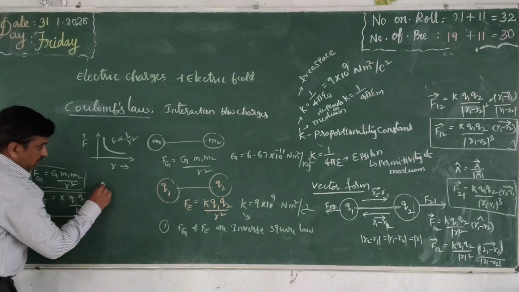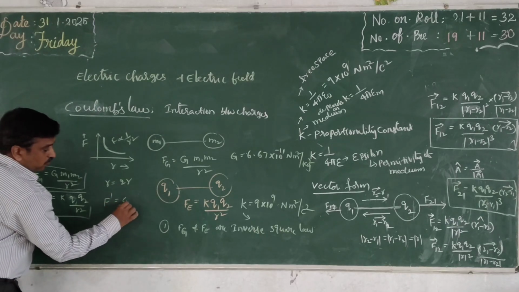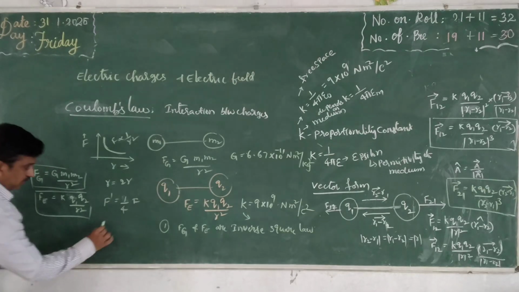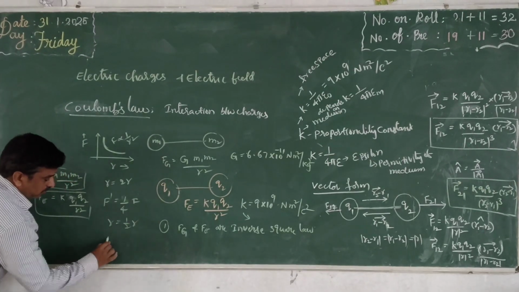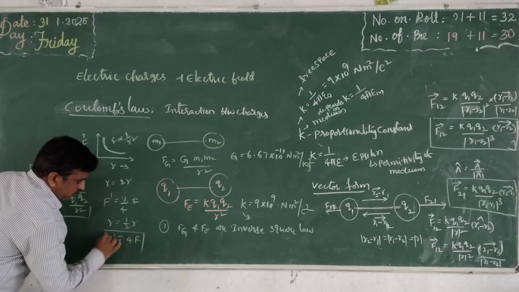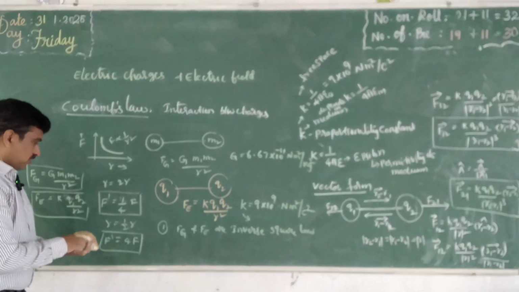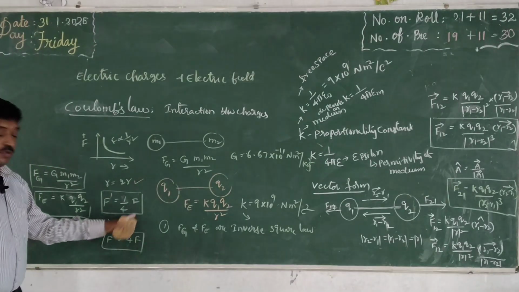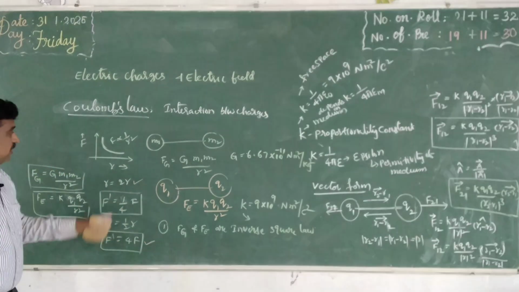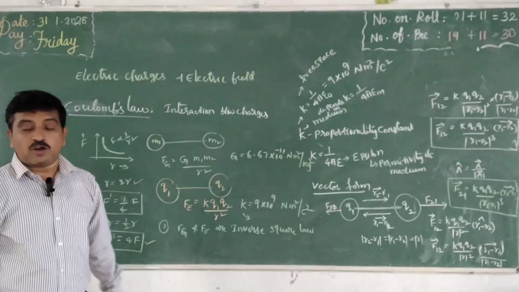For example, if the radius is twice, the force between the charges is 1 by 4 of the initial force. If the radius is half, 1 by 2 r, the force between the charges is 4 times the initial force. So when the distance increases, the force becomes a quarter; when the distance decreases, the force increases. So we can say gravitational force and electrostatic force both follow the inverse square law.